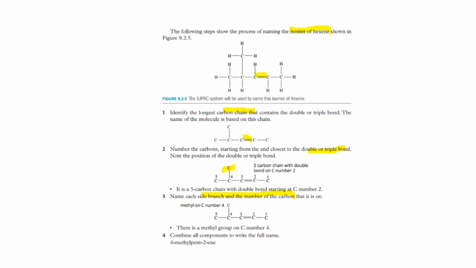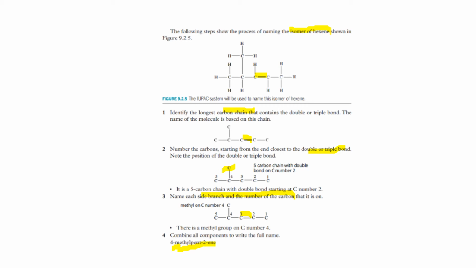Some of you may be saying, hey, why is it not on the 2nd carbon? The reason is that when you're numbering the carbons, it has to begin from the end that is closest to the double or triple bond. In this case, the double bond is on the second carbon, and the fourth carbon here that is attached to a methyl group has to be the side chain. So the name of this particular structural isomer of hexene is 4-methylpent-2-ene.